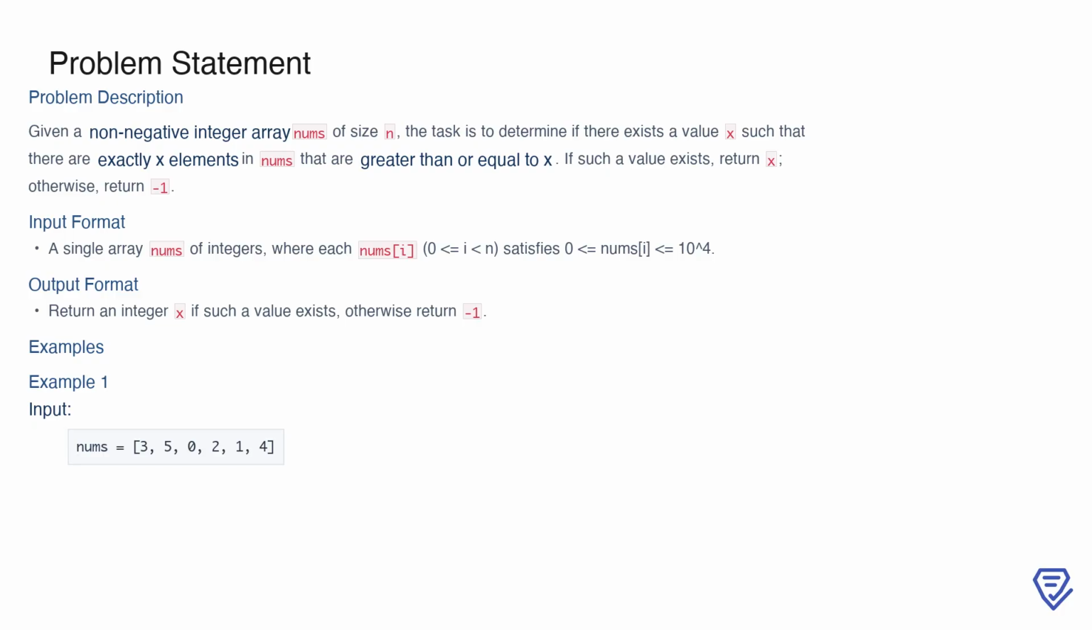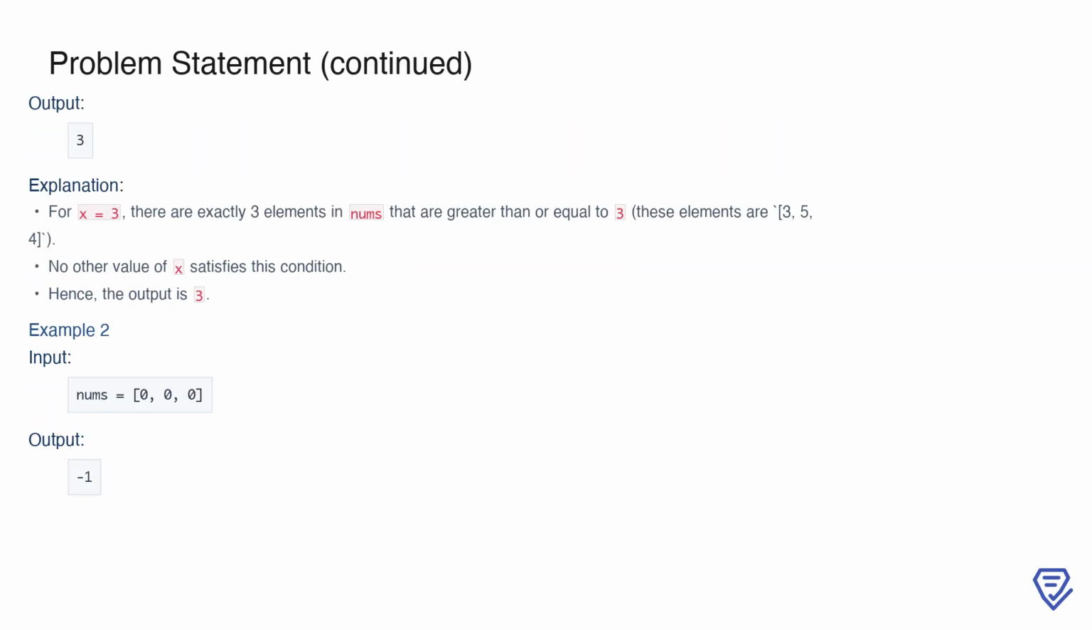For instance, in the first example, the input array is 3, 5, 0, 2, 1, 4. The output for this example is 3. This is because when x is 3, there are exactly 3 elements in the array, 3, 5, and 4, that are greater than or equal to 3. No other value of x satisfies this condition.